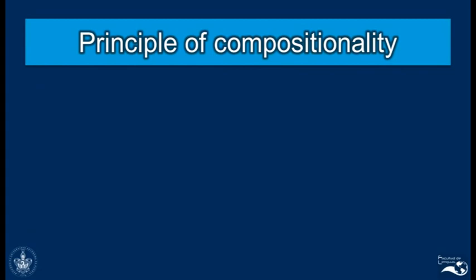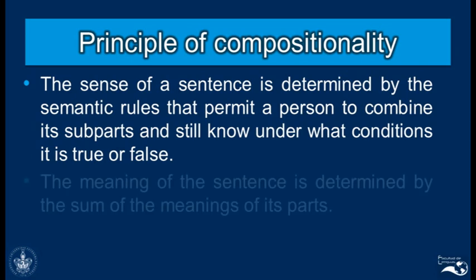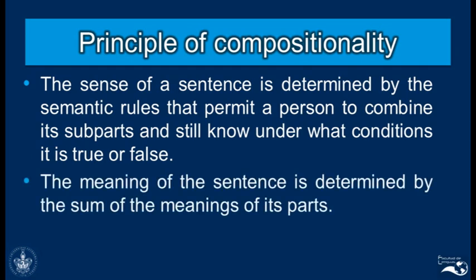This is what we call the principle of compositionality. That means that the sense of a sentence is going to be determined precisely by the rules that allow us to combine all of its elements and then still know under what conditions this sentence is true or false. In other words, what meaning it has. Also, we can summarize it in this way. The meaning of the sentence is determined by the sum of the meanings of its parts.